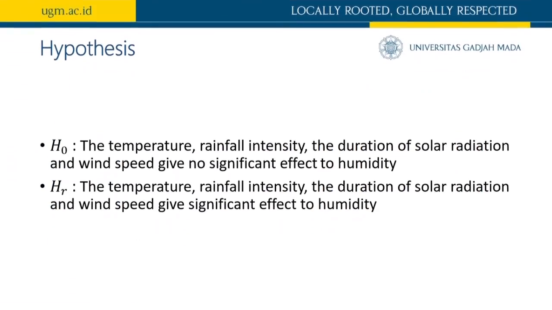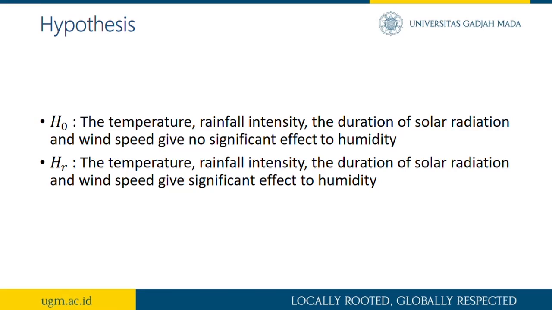And we make hypotheses for this project. The null hypothesis is that temperature, rainfall intensity, the duration of solar radiation, and wind speed give no significant effect on humidity. The alternative hypothesis states that temperature, rainfall intensity, the duration of solar radiation, and wind speed actually give a significant effect on humidity.